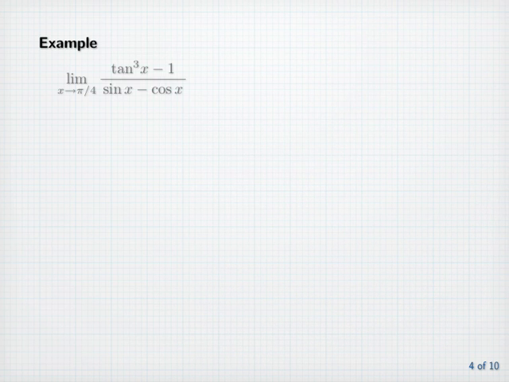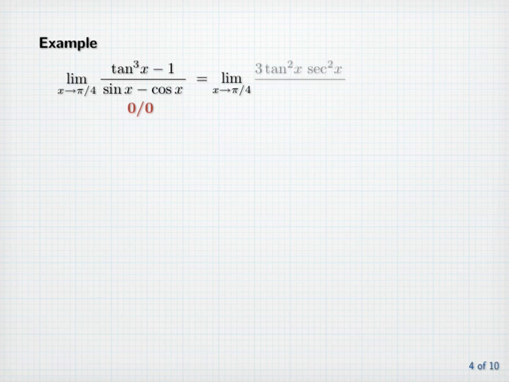A few more examples. Let's take the limit as x approaches pi over 4 of tangent cubed x minus 1 divided by sine x minus cosine x. Since tangent of pi over 4 is 1, and since sine of pi over 4 and cosine of pi over 4 are both square root of 2 over 2, this is in fact a 0 divided by 0 form. So let's apply L'Hopital's rule. We'll take the derivative of the numerator using the chain rule to get 3 times tangent squared x times the derivative of tangent x, or secant squared x, and take the derivative of the denominator, getting cosine x plus sine x.